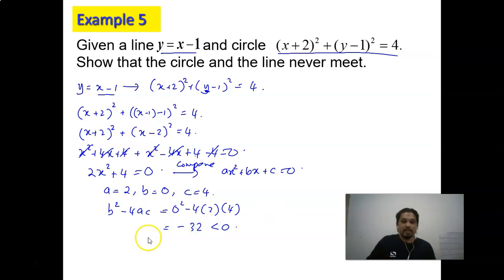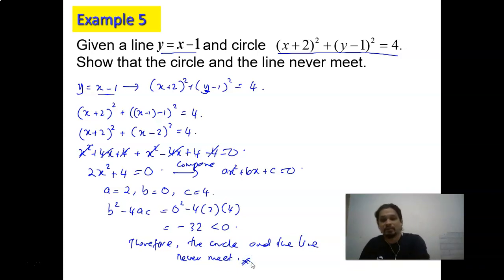Which is less than 0. So since b squared minus 4ac is less than 0, therefore the circle and the line never meet or do not touch each other. Okay, example 5.